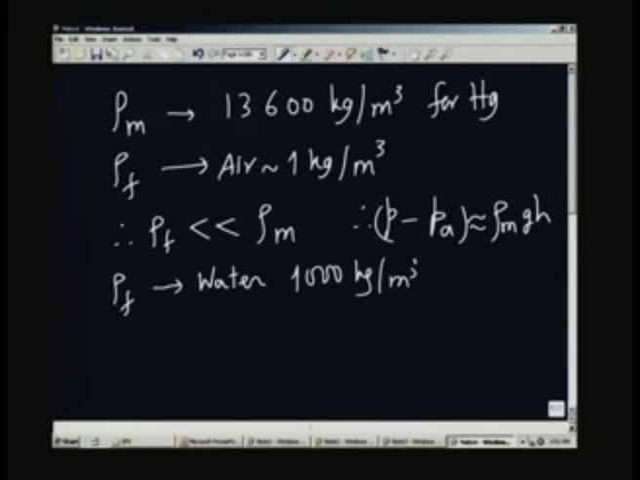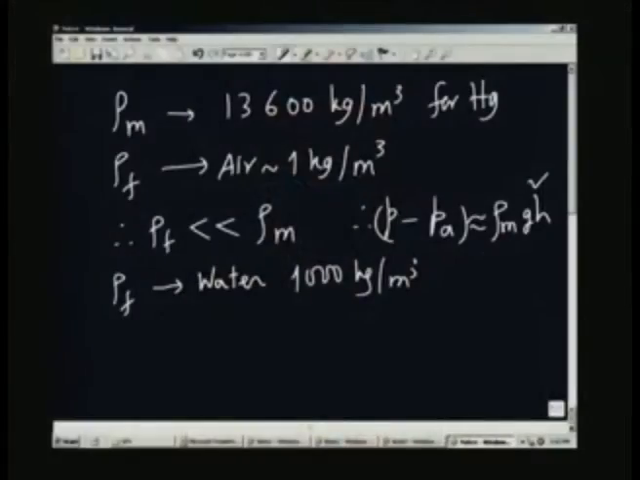I cannot neglect the pressure due to the column of water, so I will have to take it into account, and that is going to have a density of 1000. Therefore, compared with 13,600, the difference is only a factor of 10, a little more than 10, whereas here the factor is almost 1000, 13,000. So, in the case of measurement of pressure in air, if you are using mercury as the manometer liquid, you can neglect the density of air in relation to the density of mercury, and therefore this simple formula can be used, P minus P A equal to rho m G H.